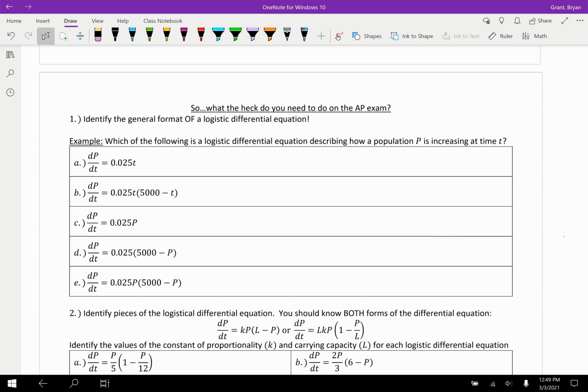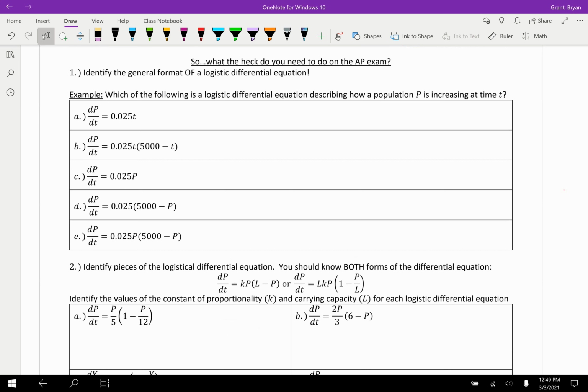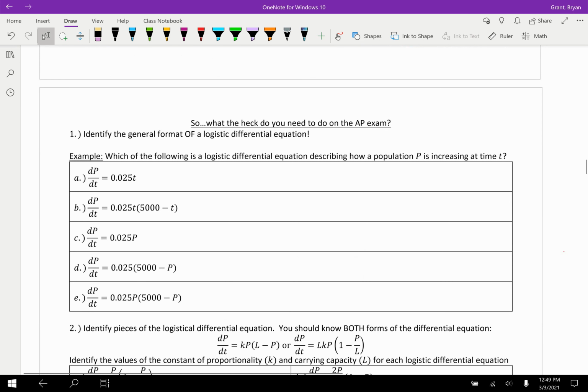Well, one thing is you need to be comfortable with the general format of a logistic differential equation, right? That's realizing that our derivative, our dP/dt here, is going to take the format of either this L minus P inside, and then we have our exponential growth, that's the kP, or with L factored out, which would cause this inside to be a 1.